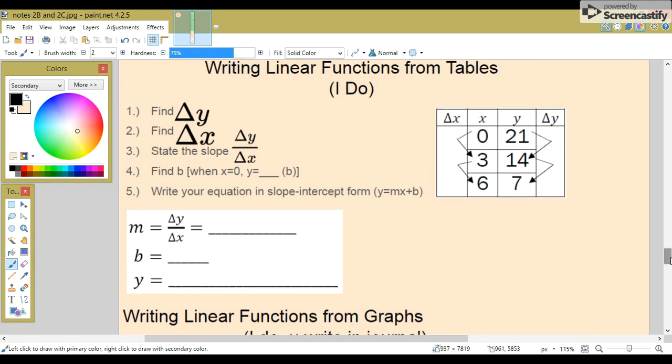Writing linear functions from tables. Step 1, find the change in y. Find delta y. So from 21 to 14, you subtract 7. From 14 to 7, we still subtract 7. So that's step 1. Step 2, find delta x. From 0 to 3, we add 3. From 3 to 6, we add 3.